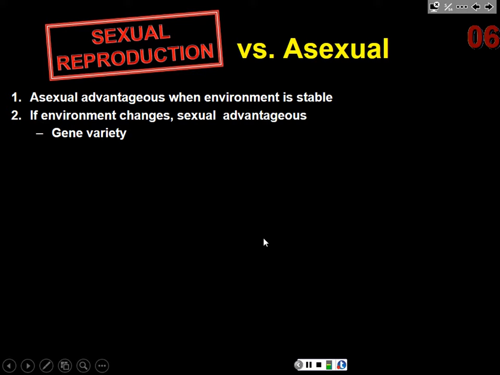So what does sexual reproduction do? It gives you gene variety, and with gene variety, you get disease resistance, so somebody might survive, okay?